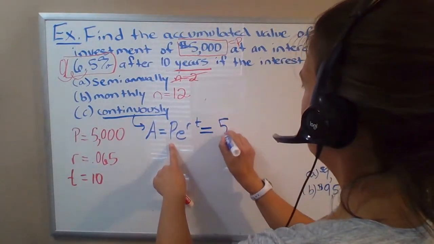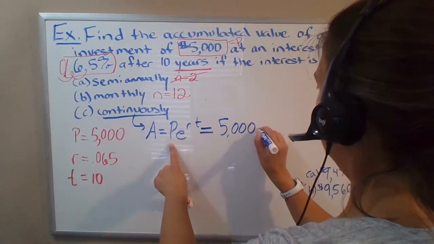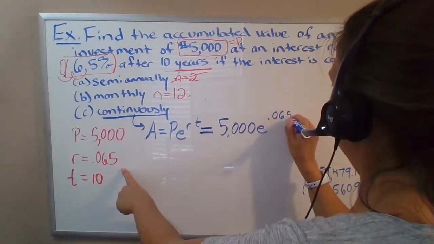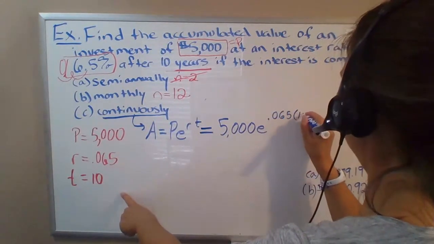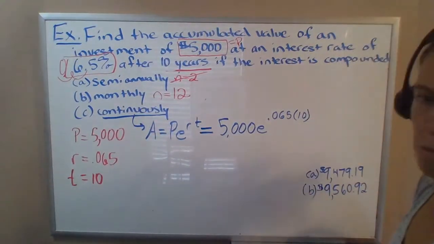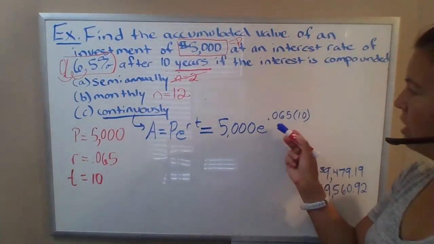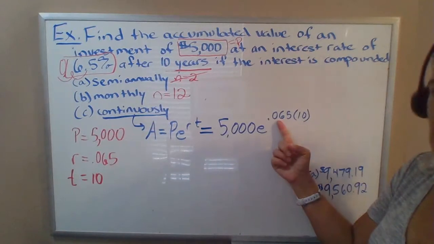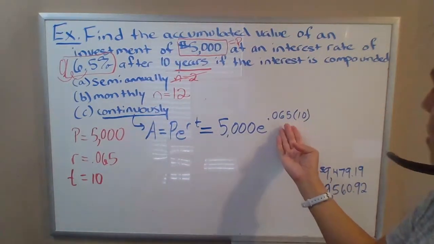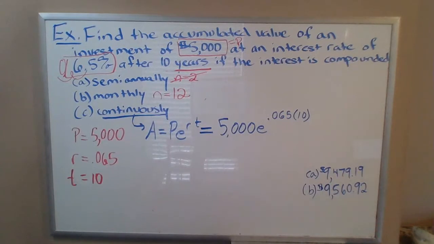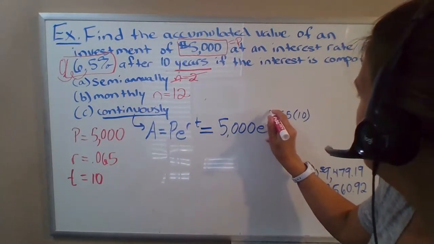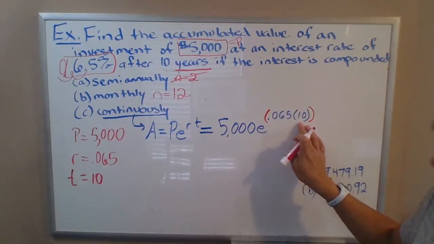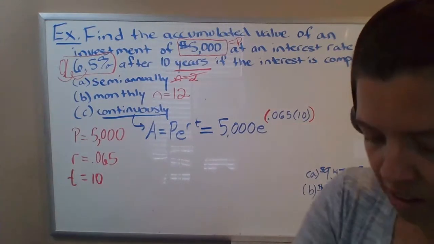So P, the principal, is 5,000 times e, interest rate is 0.065 times t, which is 10. Now, in the previous formula, I was encouraging you guys to go ahead and multiply in your head. And here you can also, times 10, that's just going to move the decimal over one place. But frequently this product might be something that you don't really want to do in your head, so let me emphasize again. When you input this into the calculator, if you want all of this to go in the exponent, you should put parentheses around it.